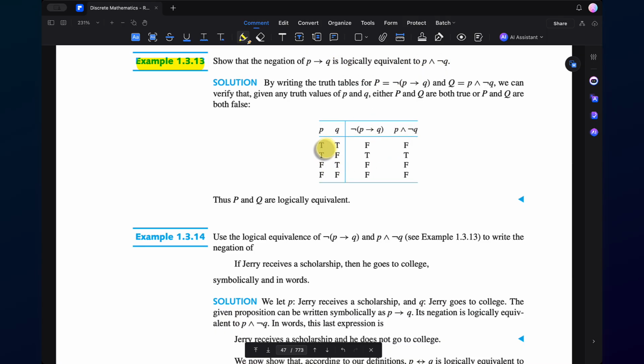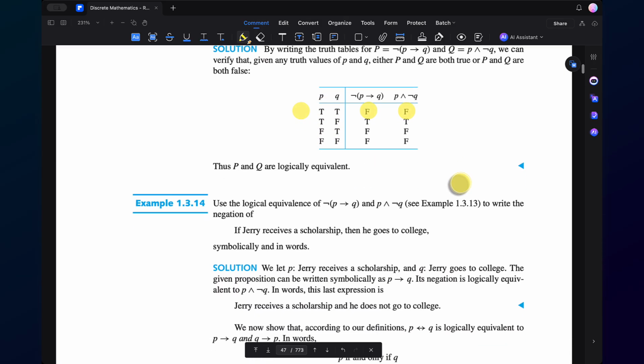Well, let's do the first one. True, true. So true implies true. That makes it true implies true is true. So not that is false. True, true. True, and this would be false. That would make that false. If you do that for all of these, you will see that they agree on every assignment of truth values for P and Q. So those are logically equivalent.